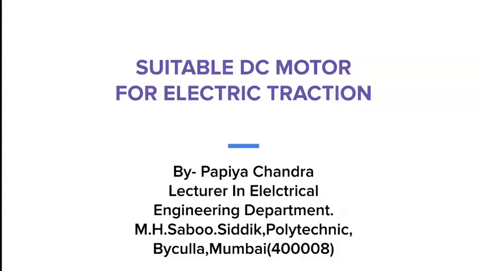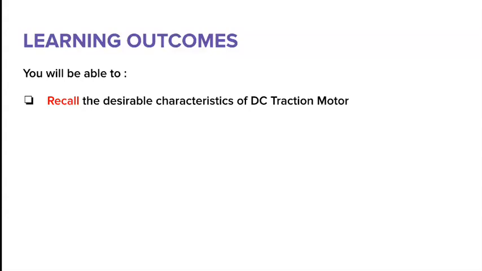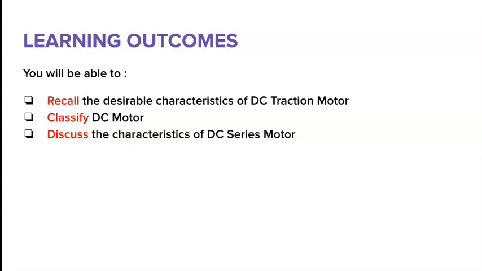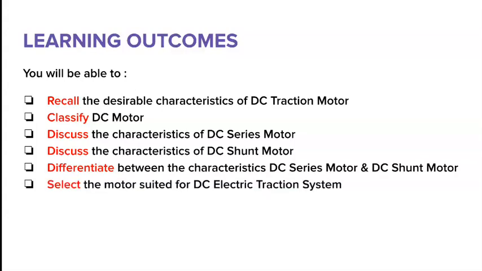Today I will be teaching the topic suitable DC motor for electric traction with the help of this video. Once you go through this video, you will be able to: 1. Recall the desirable characteristics of DC traction motor. 2. Classify DC motor. 3. Discuss the characteristics of DC series motor. 4. Discuss the characteristics of DC shunt motor. Next, differentiate between the characteristics of DC series motor and DC shunt motor. And finally, you will be in a position to select the motor suited for DC electric traction system.